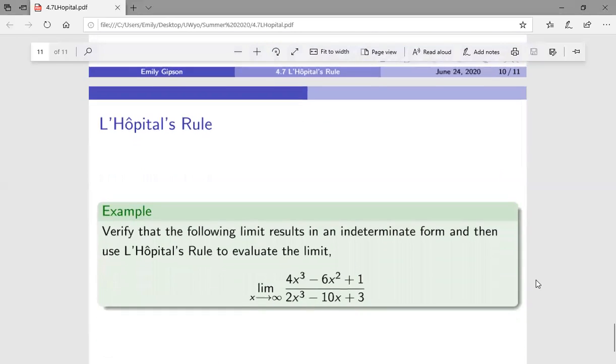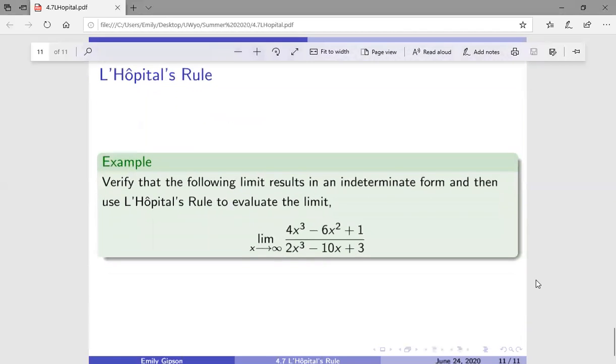So go ahead and try the following example. First, verify that the following limit results in an indeterminate form, and then use L'Hopital's rule to evaluate the limit. Remember, we could use our limit techniques and say we've got leading coefficients and compare those. So x cubed over x cubed, we just take the leading coefficients, so 4 over 2, all equals 2. Or we could use L'Hopital's rule to prove that this is the same answer, to get 2. So go ahead and try this example and check Bryce's video, and he'll do the full work through.